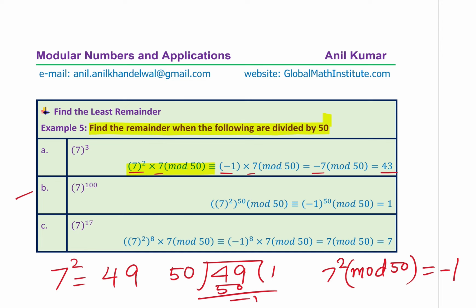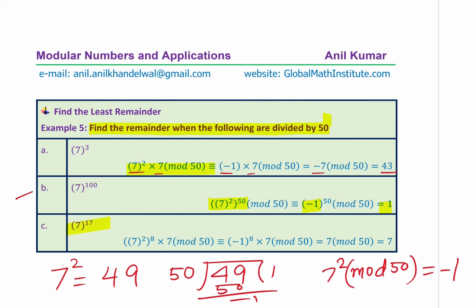Now let's take up part B. 7 to the power of 100. We just learned that 7 square is very critical for us. And 100 means to the power of 50. Correct? So what we've done here is, instead of 7 to the power of 100, we wrote 7 squared to the power of 50, which is the same, right? Mod 50. Now 7 squared mod 50 is minus 1. Minus 1 with the even power will give us plus 1 as the answer. So that is the answer. Clear?